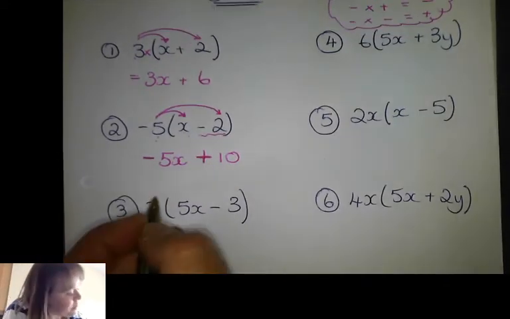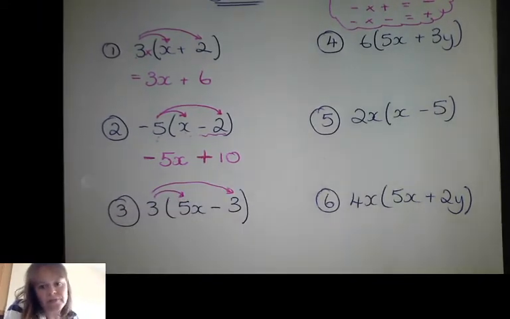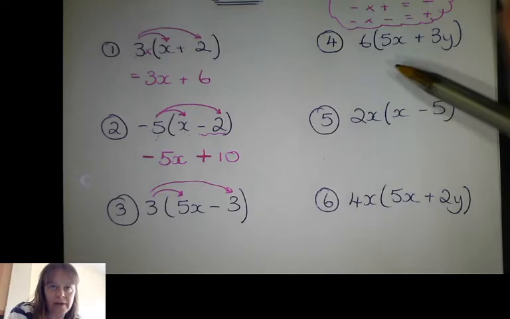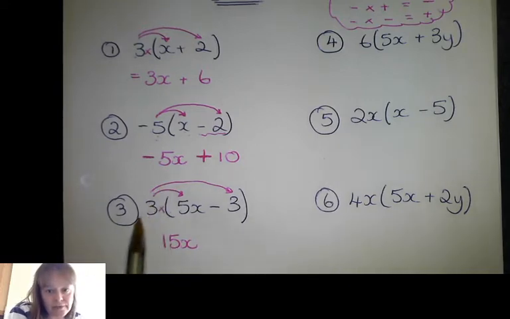The one at the bottom tells me to do 3 lots of 5x. Well, what is 3 lots of 5x? It's like 5x and 5x and another 5x, so altogether I've got 15x. Or if you prefer, you can think of that in this way.